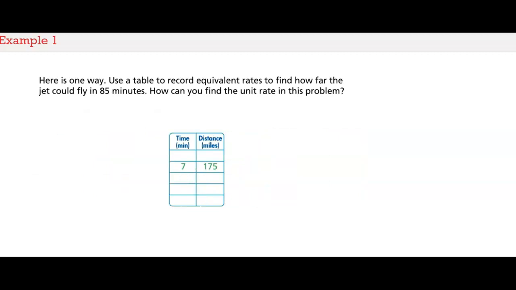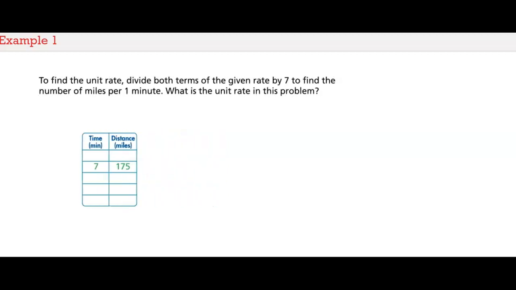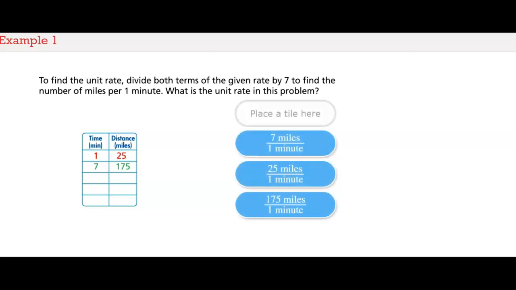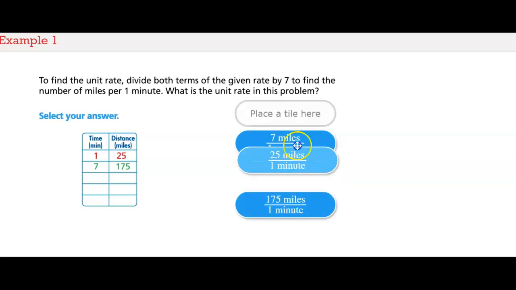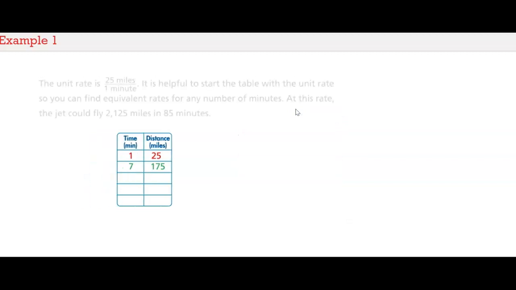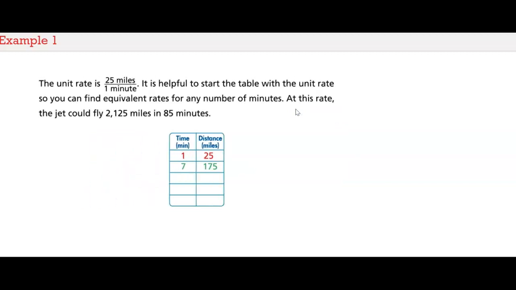Here is one way. Use a table to record equivalent rates to find how far the jet could fly in 85 minutes. How can you find the unit rate in this problem? To find the unit rate, divide both terms of the given rate by 7 to find the number of miles per 1 minute. What is the unit rate in this problem? Select your answer. The unit rate is 25 miles over 1 minute.